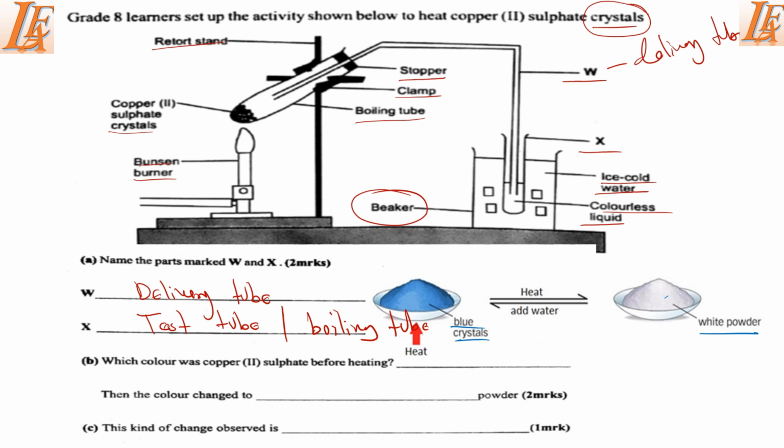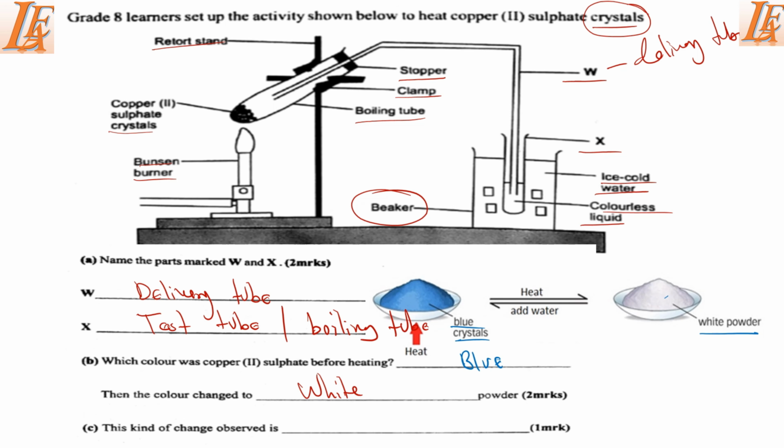Let me write using blue. The color changed to a white powder. So in this case, it changed to a white powder. When it was in crystals, it is blue, and after heating, it changes to a white powder. Now, the kind of change observed above is where, when you heat, water is lost. So in this case, there is a change in mass.